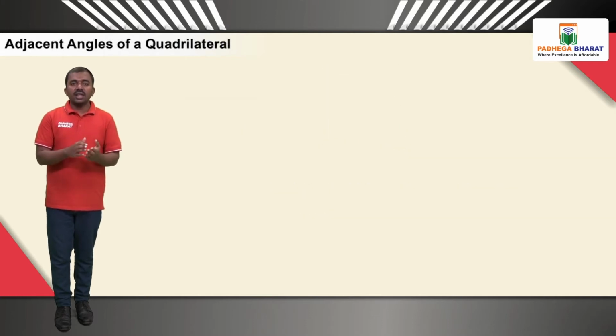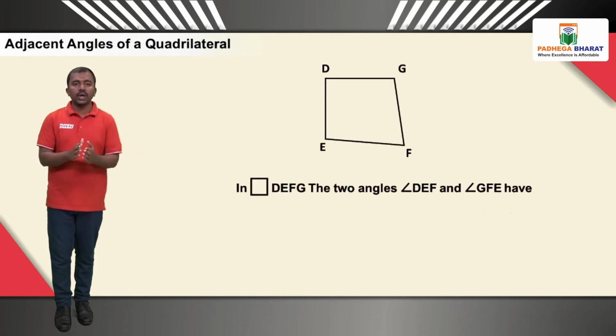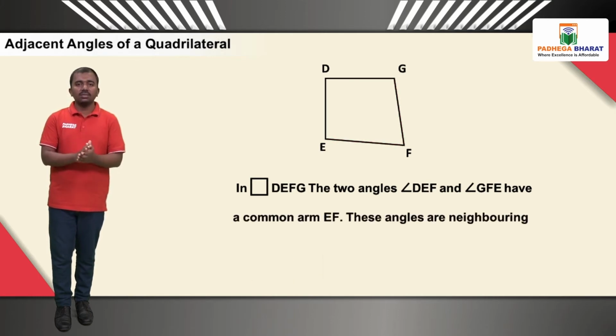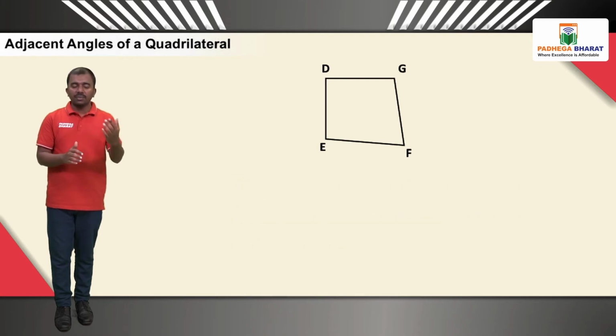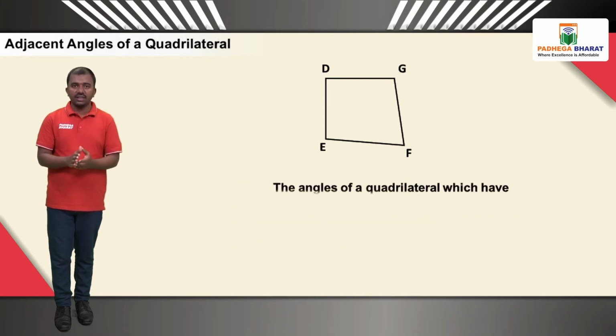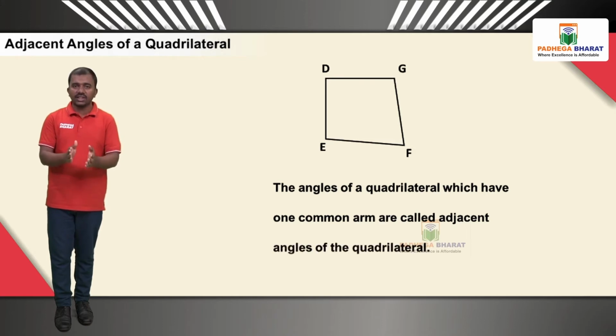Now see adjacent angles of a quadrilateral. In this figure, the quadrilateral DEFG, the two angles, angle DEF and angle GFE, have a common arm, that is EF, right? These angles are neighboring or adjacent angles. So angles of a quadrilateral which have one common arm are called the adjacent angles of a quadrilateral. If you compare this concept to the adjacent sides, it is the same. If there is a common vertex, the sides are adjacent to each other, and if there is a common arm, then the angles are adjacent to each other.